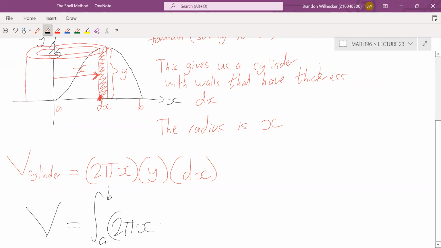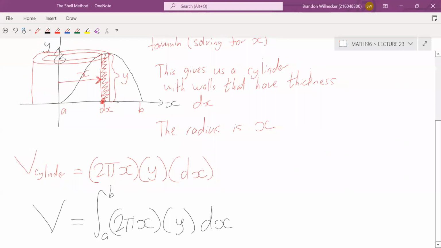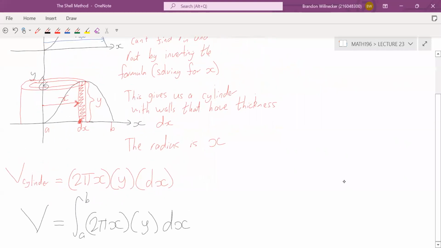2 pi x, that's the circumference. y, that's the height. And the thickness is dx. Okay, so that's the formula that we're going to be using to find the volume of these shapes.